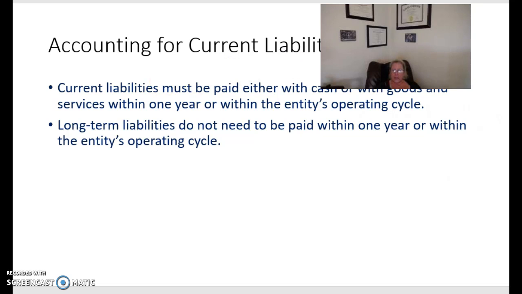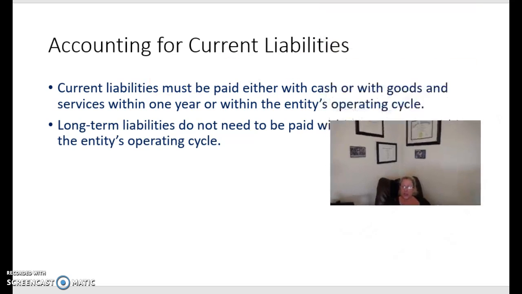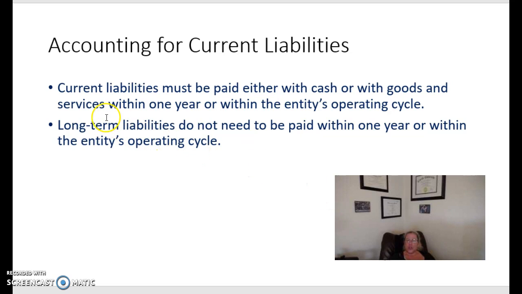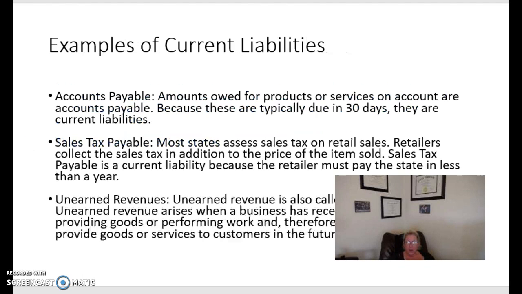Current liabilities must be paid with either cash or with goods and services within 1 year or within the entity's operating cycle. So 1 year or less, it would be considered current. Long-term liabilities do not need to be paid within 1 year or within the entity's operating cycle. So they're just longer term in nature.